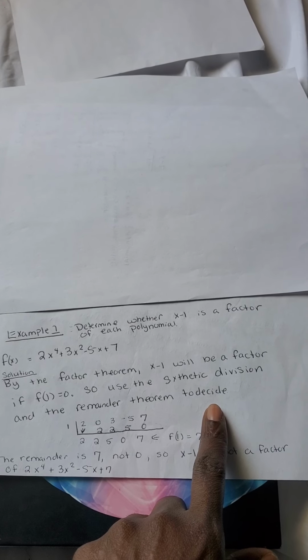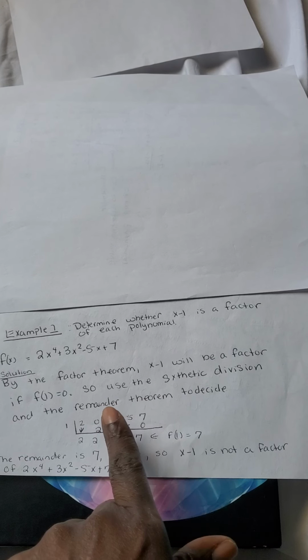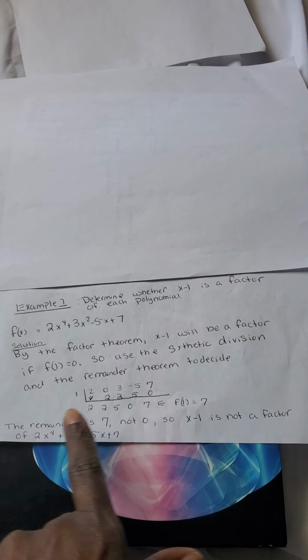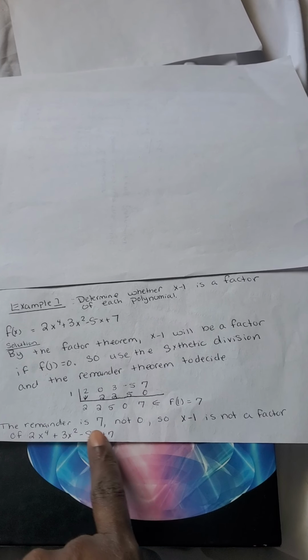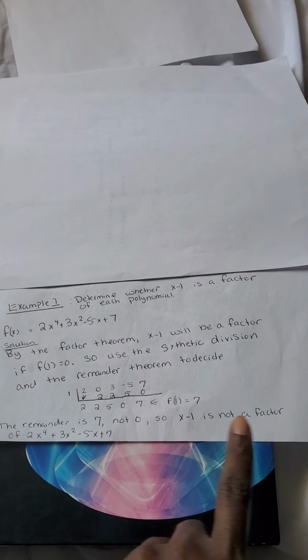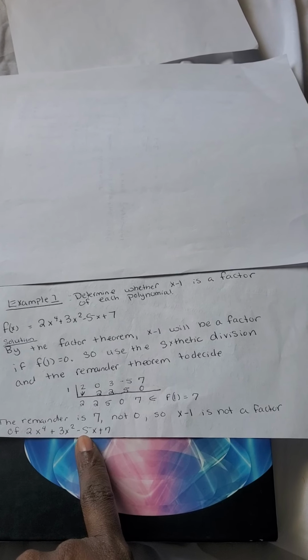Now, when we look at the synthetic division, we see that our remainder is 7. So since the remainder is 7 and it's not 0, x minus 1 is not a factor of this polynomial.